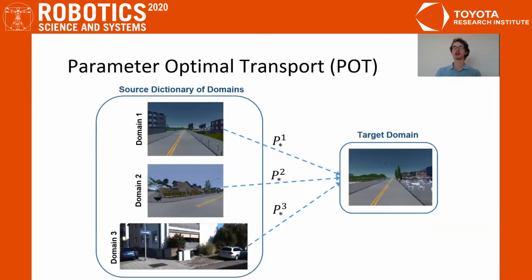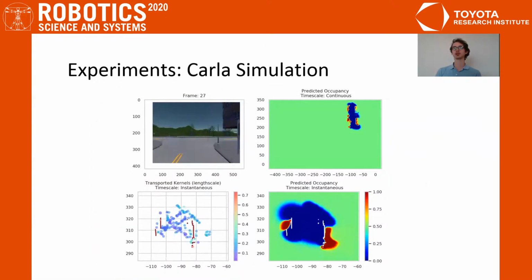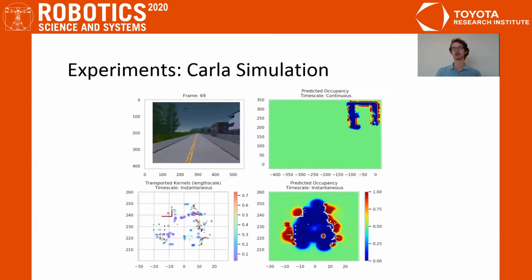What our method, named Parameter Optimal Transport, or POT, means in practice is that we are able to take candidate models that have been previously learned and simply transport the closest correspondence. We demonstrate our parameter transport framework on multiple tasks involving both simulated and real-world data.